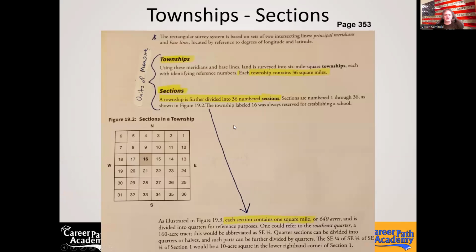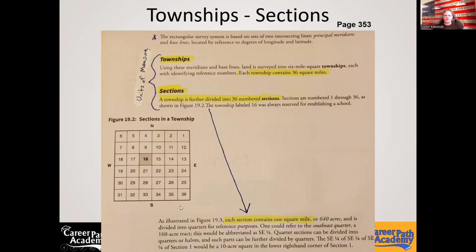So in this description here on page 353, you can see township. Each township is 36 square miles. A township is further divided into 36 numbered sections. Each section contains 1 square mile. And you can see how they're numbered. It starts from the top right, and then you read them to the left, and then the right, and left, and right, just like the military. Left, right, left. Okay. So remember they said 16 and 14, these are usually reserved for schools and government.